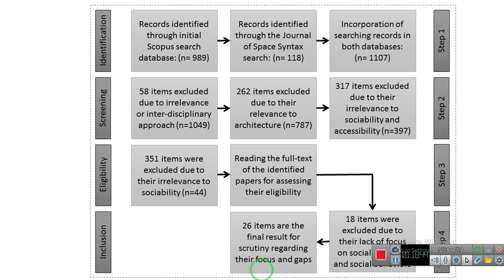So, by reading the full text of these papers, again, we could exclude 18 more items due to their lack of focus on social activities or social behaviors in public spaces. So at the end, we have 26 items for inclusion in our study in order to scrutinize regarding their focus and gaps. That is the way of cataloging and putting our review into the process based on the PRISMA framework.